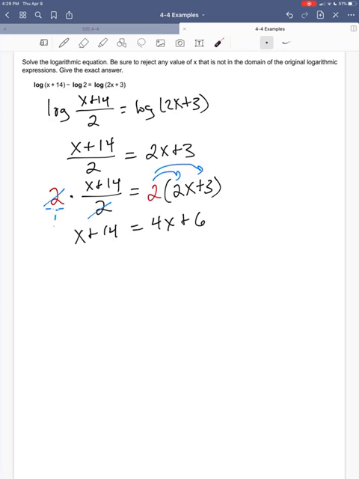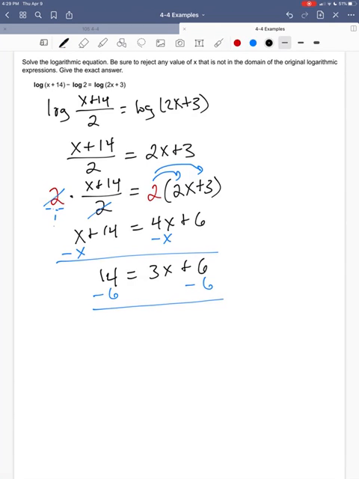This is a linear equation. I just have x to the first power, so I can just get all my x's together. So I'm going to subtract this x from both sides. So 14 equals 3x plus 6. Then I'm going to try to get the x by itself. I'm going to subtract 6 from both sides. So 8 equals 3x. And then I'm just going to divide by 3. And I'm going to get 8/3 equals x.